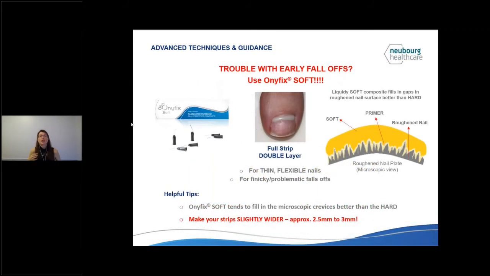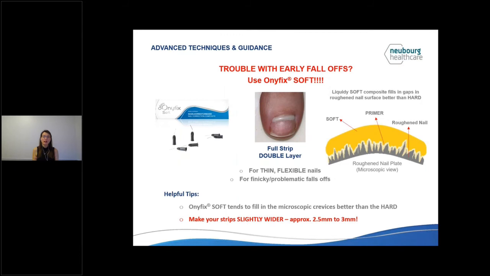Now, this relates to how we apply Onyfix in terms of early fall-offs. So, a great troubleshooting method here for you guys. If you are having trouble with early fall-offs, here's what we recommend. This is where, enter Onyfix Soft. Remember I was saying that even for a larger nail, we might have imagined that the Onyfix Hard was the best way to go, and that is usually your default. But if you're finding that that nail is particularly finicky, then we highly recommend the use of the soft.